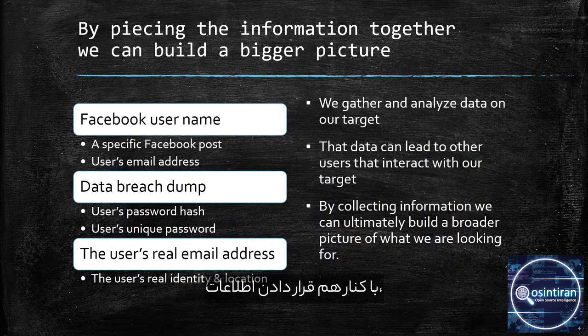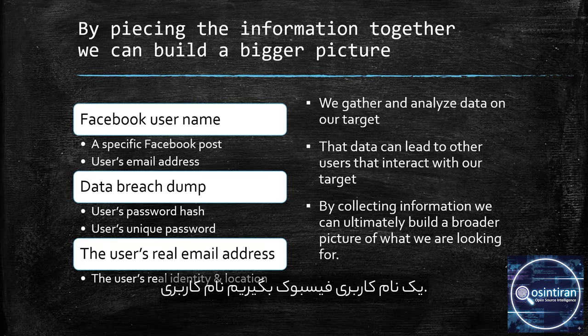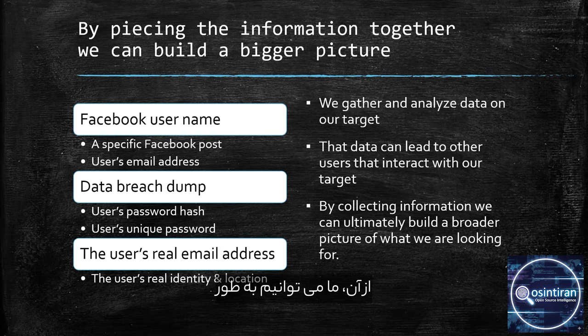By piecing together information, it helps us build a much bigger picture. In terms of things like Facebook usernames, we could take a Facebook username. From that, we could generally figure out different Facebook posts, user email addresses, data breach dumps. We could take a look at password hashes, unique passwords, users' real email addresses. We can potentially figure out their real identity and location.